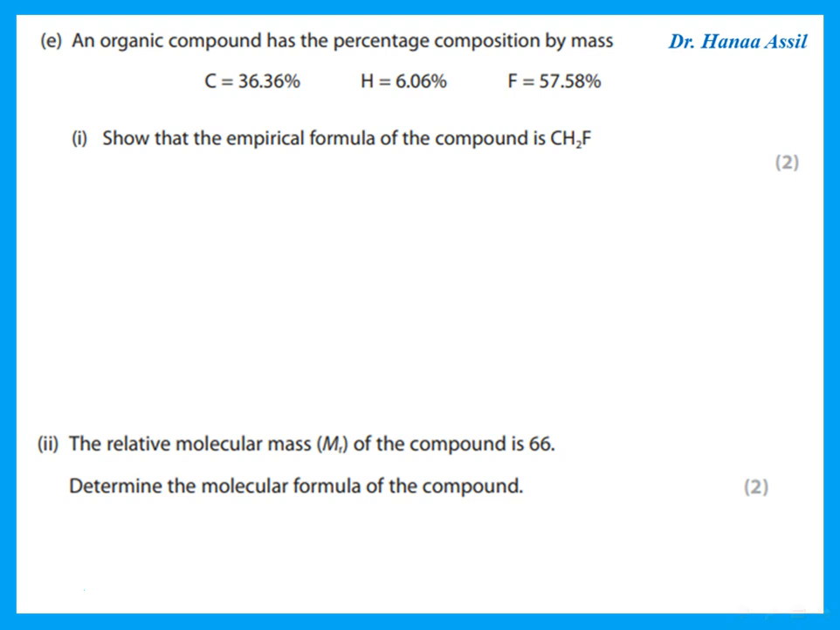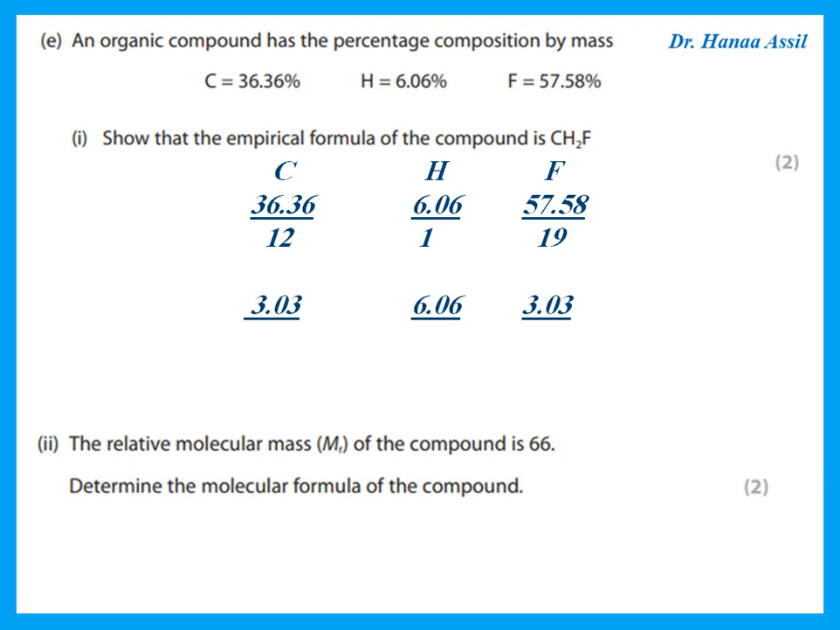An organic compound has the percentage composition by mass of this. Show that the empirical formula of the compound is CH2F. So how do we get the empirical formula? He gives me the percentage of each one. The first thing we do, divide by the mass number of each one. So the mass number of carbon is 12, hydrogen is 1, fluorine is 19. I'm going to remind you that the mass number is the big number in the periodic table.